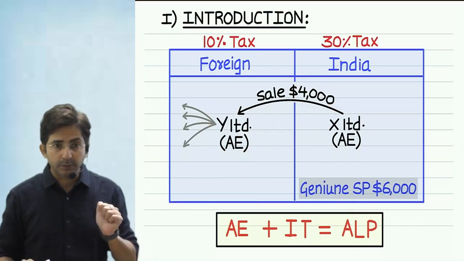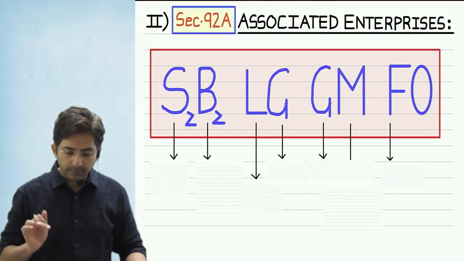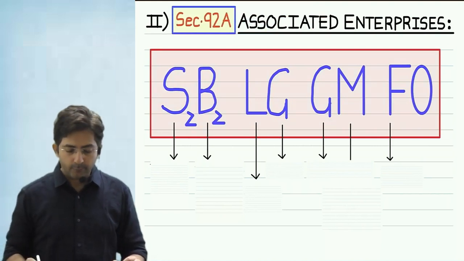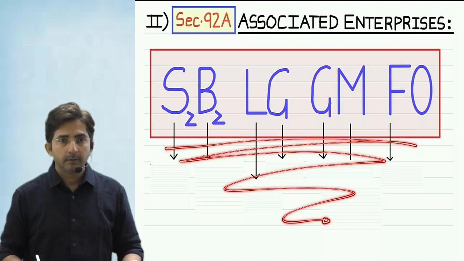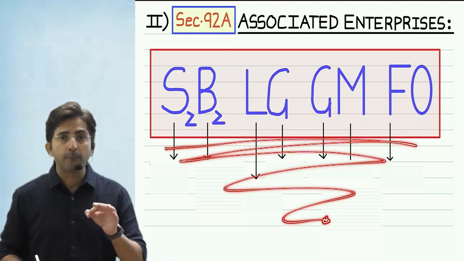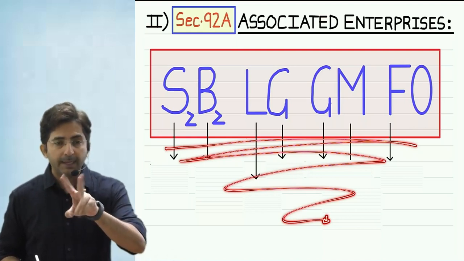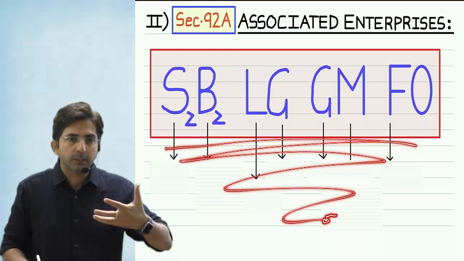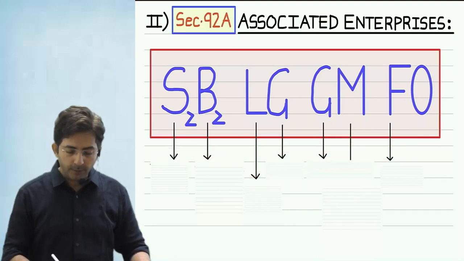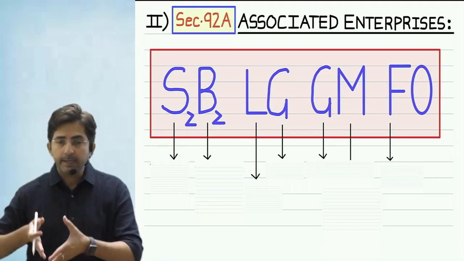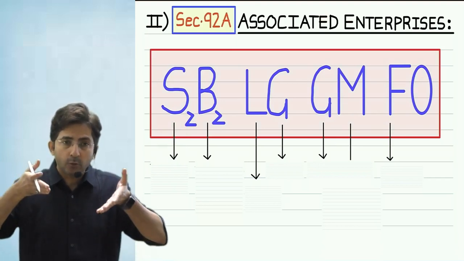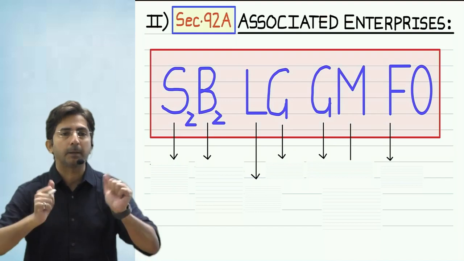Now what is associated enterprise? For this there is one keyword to remember, that whenever there is a sub-lug gum-fo relation between two entities, it is treated as associated enterprise. In that, the first 2 S we have finished. What was the first S? That one enterprise holds at least 26% shares in another enterprise.